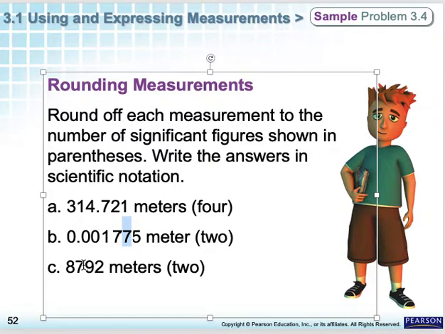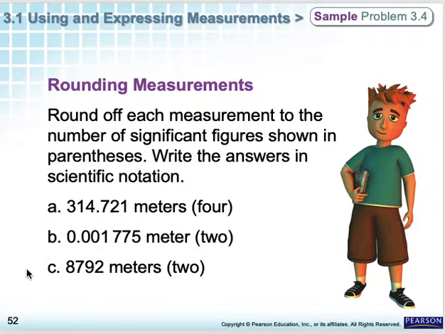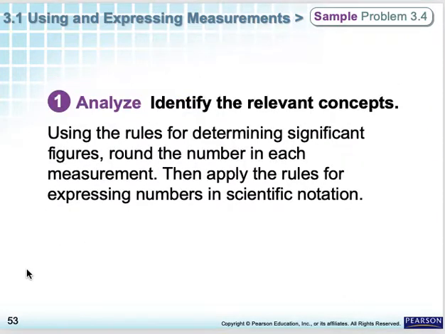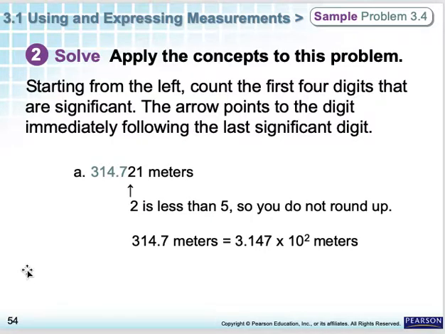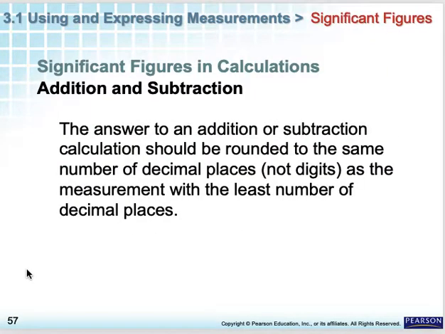Here, if I'm going to round to 2 significant figures, I'm keeping the 8 and the 7. And this 9 will tell me I have to round that 7 up. And it would change from 8,792 to 8,800. You'll know where to round based on your understanding of significant figures. So, let's go on. They go through all of this in your book.